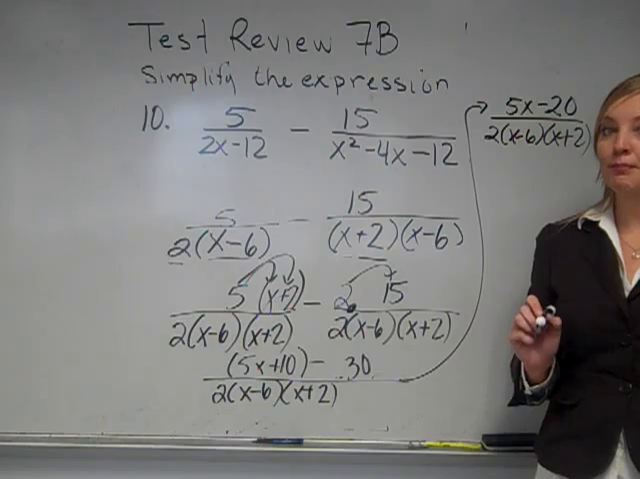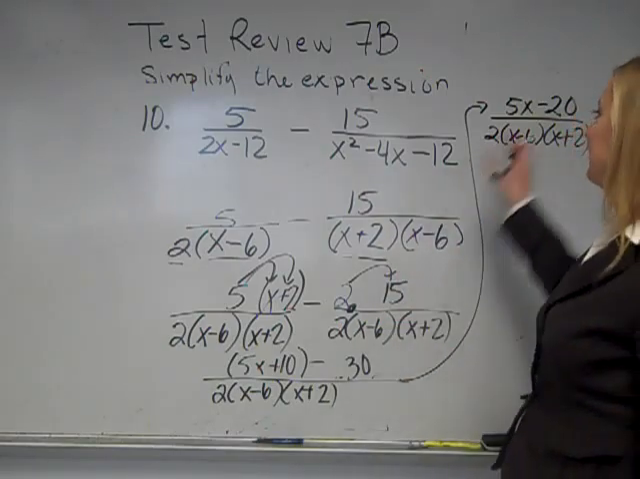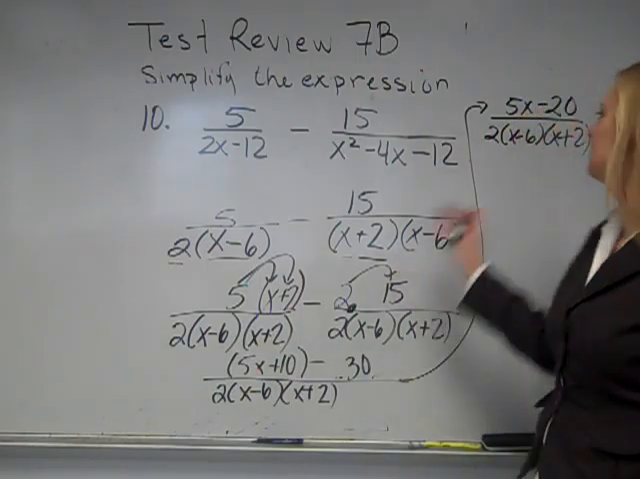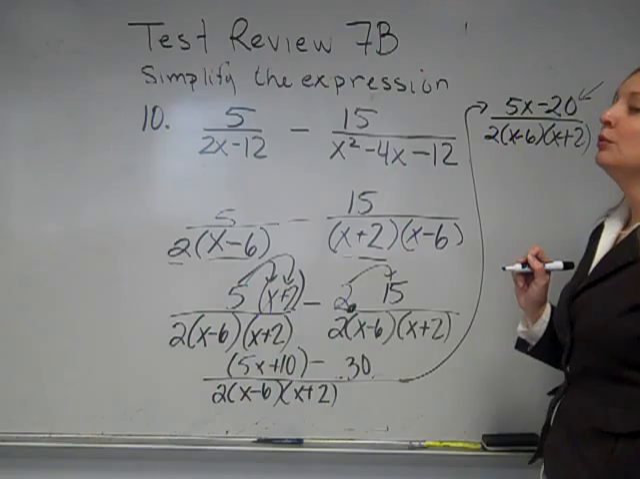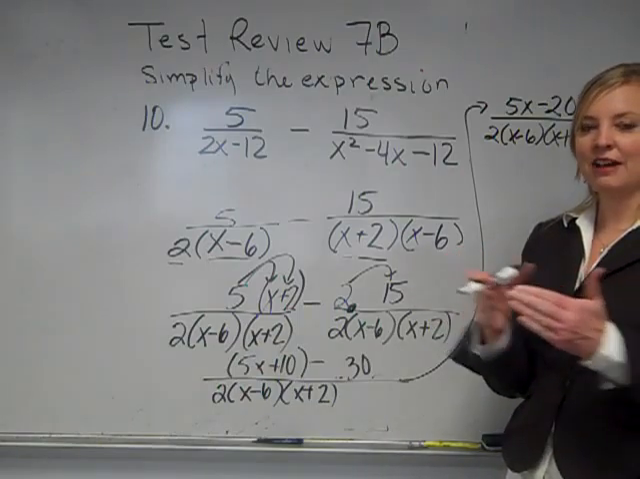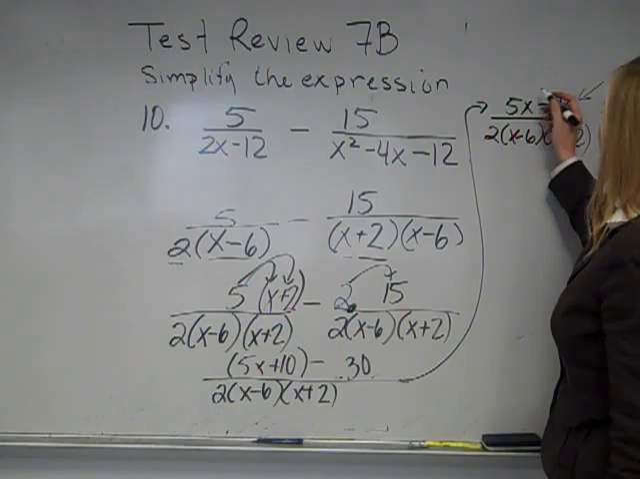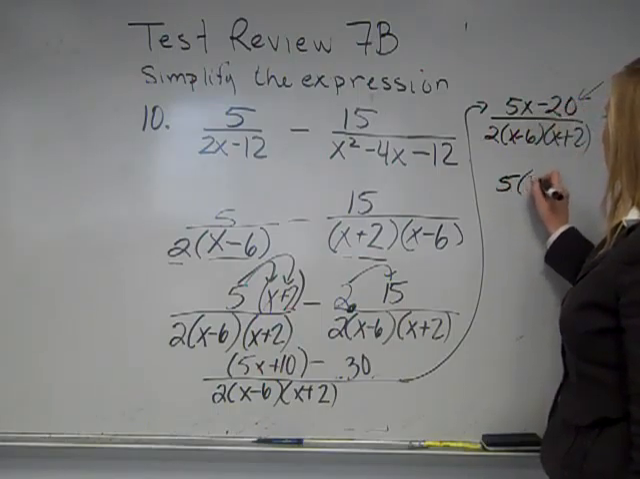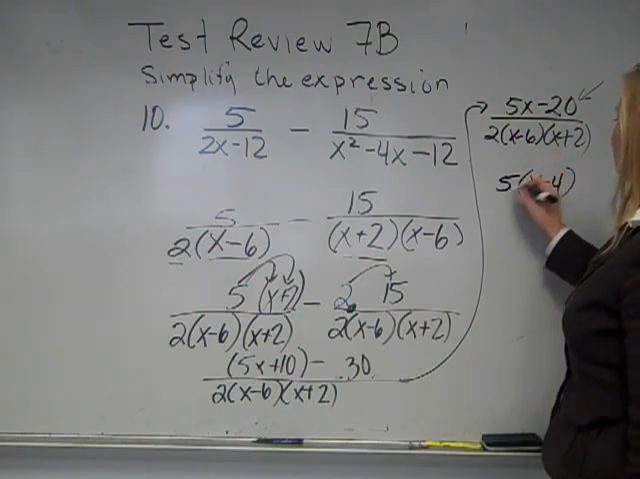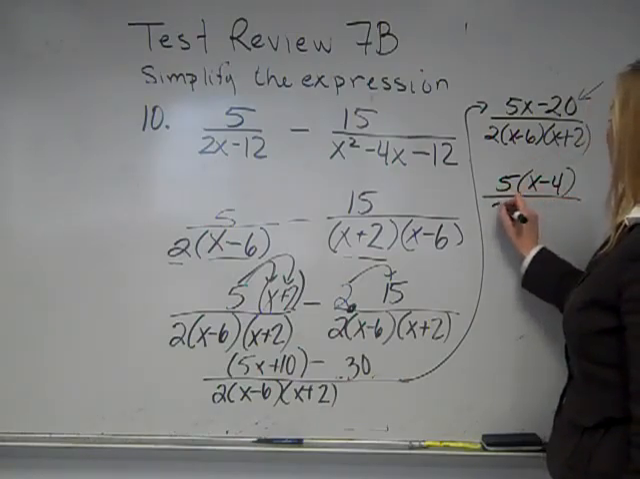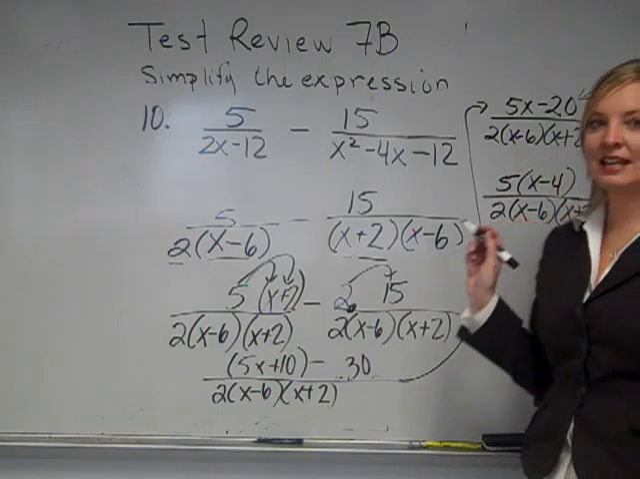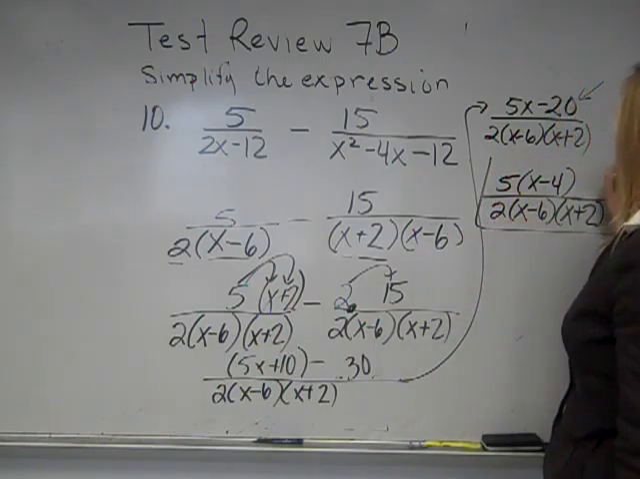We're not done because we can reduce. Notice, well, maybe we can reduce. What we have to do is factor out our numerator to see, are there any factors that cancel out? I can pull a 5 out of each of these terms. 5 times x minus 4, 5x minus 20, all over 2 times x minus 6 times x plus 2. Notice there's nothing I can cancel out, so this is my fraction in lowest terms.